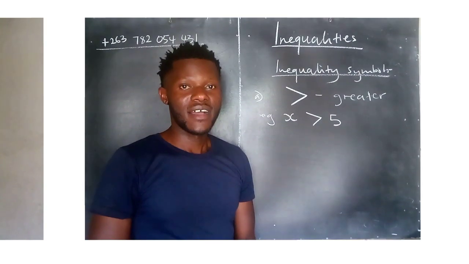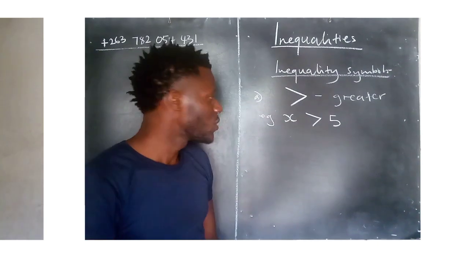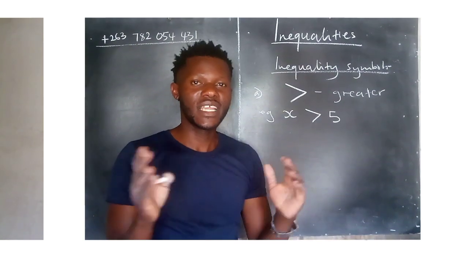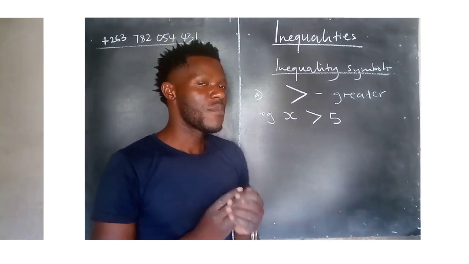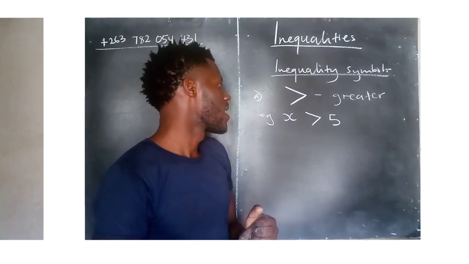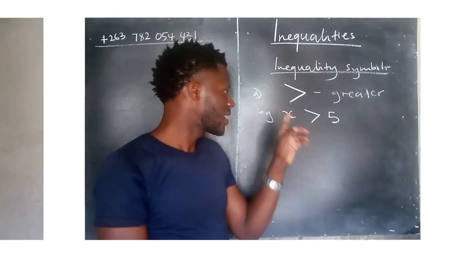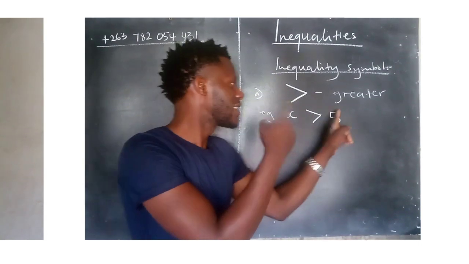For example, if we say x is greater than 5, what's the meaning of this algebraic statement? Suppose you are planning to host a birthday party, then you are going to invite friends, but so far you are not clear and sure about the number of friends you are going to invite. Then we ask you, how many friends are you going to invite to your birthday party? Then you say x. I'm going to invite x friends. But to be more specific, these friends will be greater than 5.